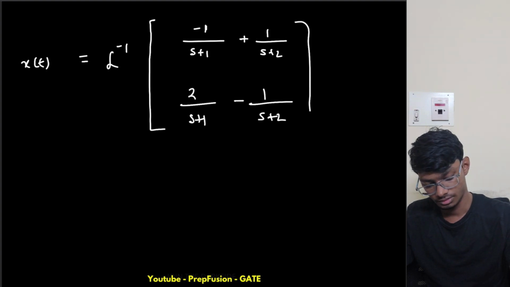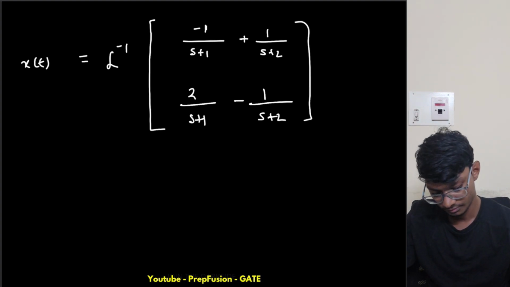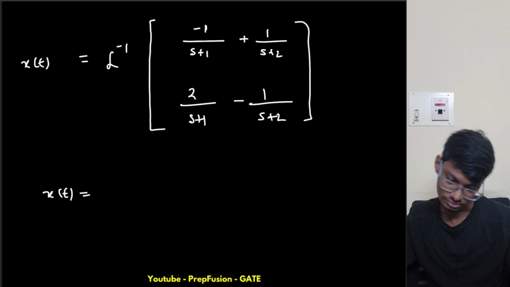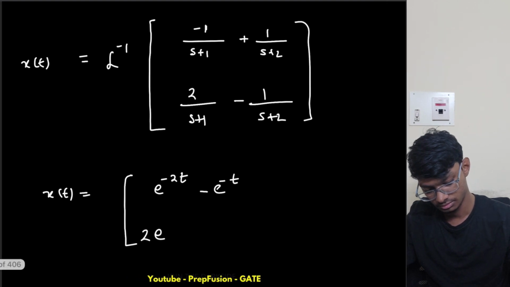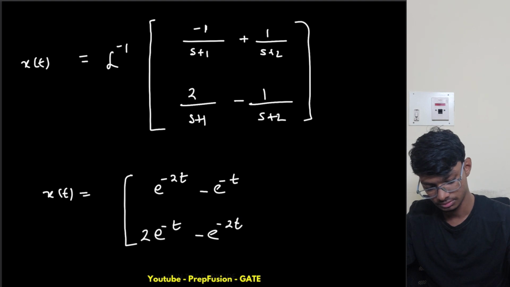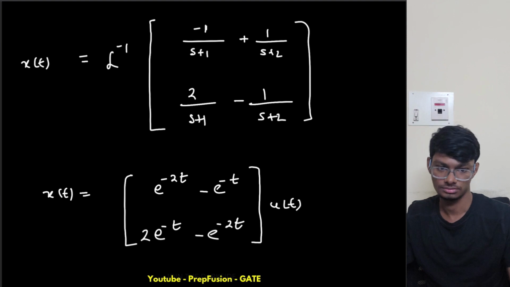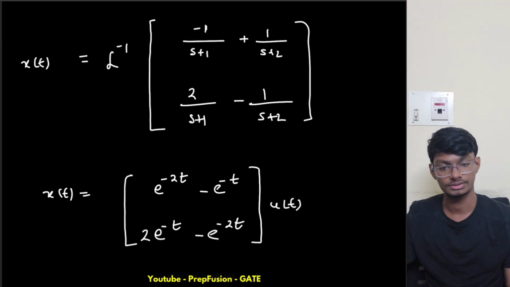So now I will take the Laplace inverse of this. My x of t will simply be equal to 2 e raised to power minus t minus e raised to power minus 2t, e of t. Okay, so yeah, this is basically my expression for the state variable.